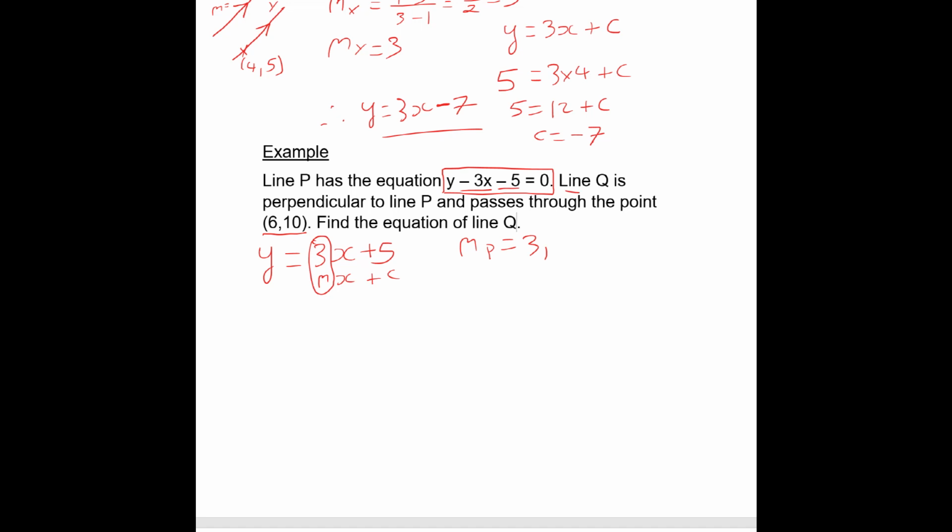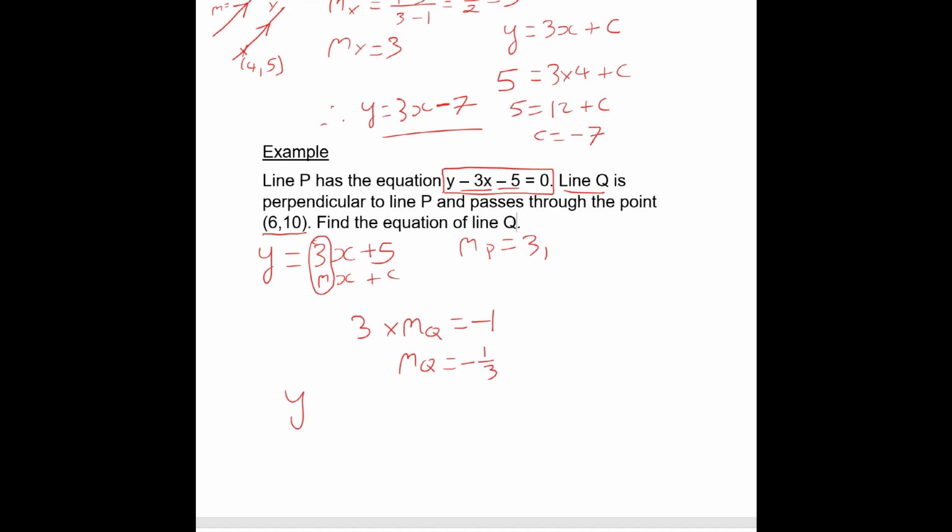We know that line Q is perpendicular to line P, so I can say that if I take the gradient of P and I times it by the gradient of Q, we are going to get minus 1. But the gradient of P is 3, so I can say 3 times the gradient of Q is minus 1. Therefore, to get the gradient of Q on its own, I would divide both sides by 3, giving me the gradient of Q as minus 1/3.